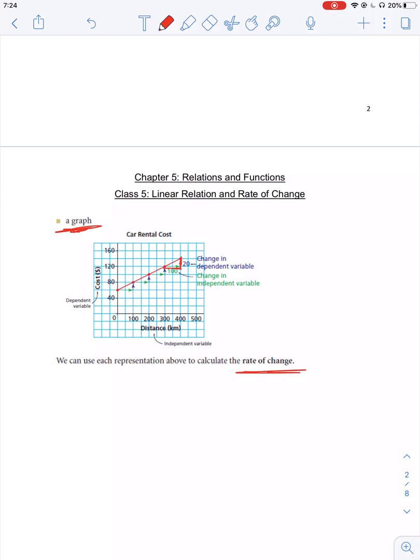So the difference between the two x values is the change in your independent variable, and the change in your dependent variable in y is the difference between the two y values. Okay, so if I were to draw this over here, these are your two points, right? This height of the triangle tells you the change in y.